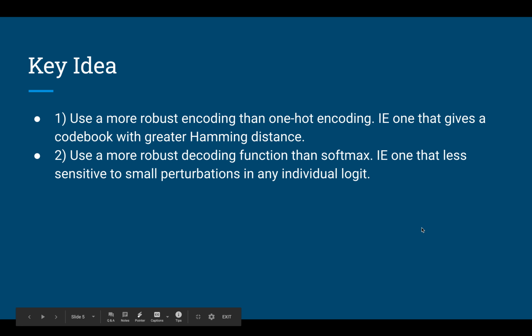Okay, so now we can talk about the main contribution of this paper. The authors provide two main ways to enhance adversarial robustness. The first is to use a more robust encoding scheme than one-hot encoding. Concretely, this would be one that results in a codebook with a greater Hamming distance than 2. Secondly, they propose using a more robust decoding function than softmax. Concretely, this means using a decoding function that is less sensitive to small perturbations in any individual logit, which just means that if any single component of the output vector Z is perturbed, the prediction of the model won't change greatly.